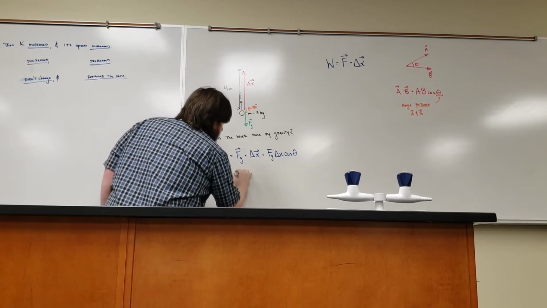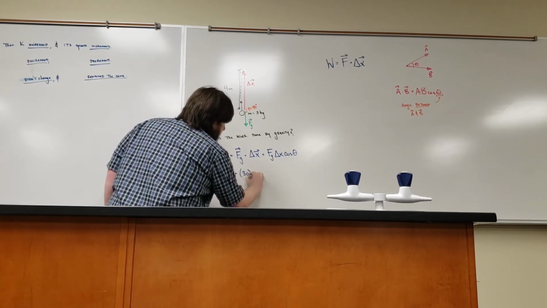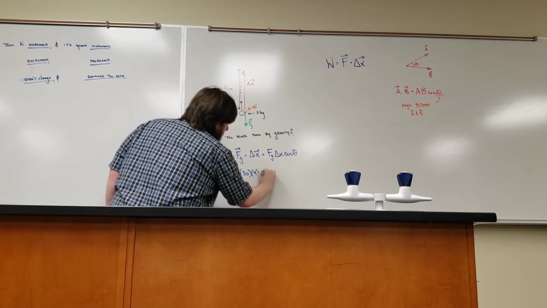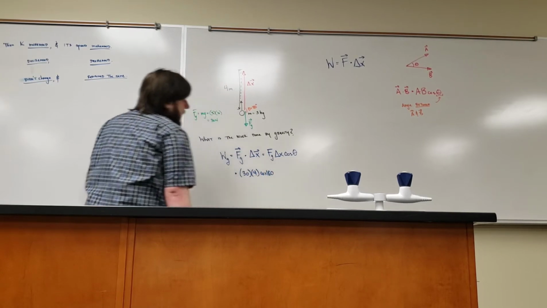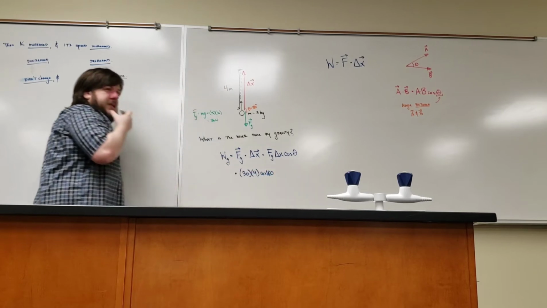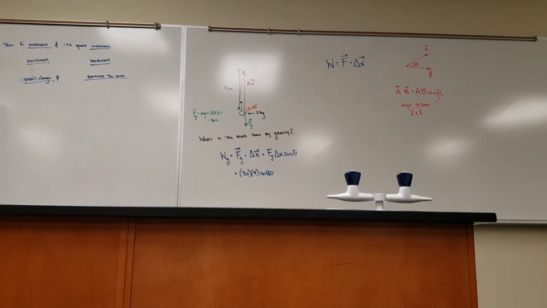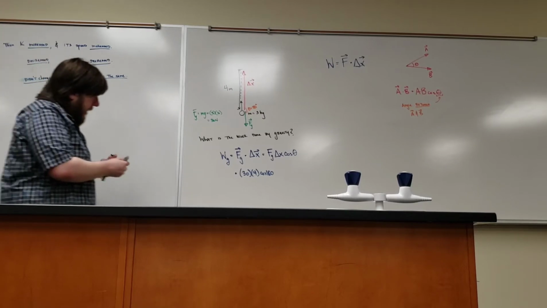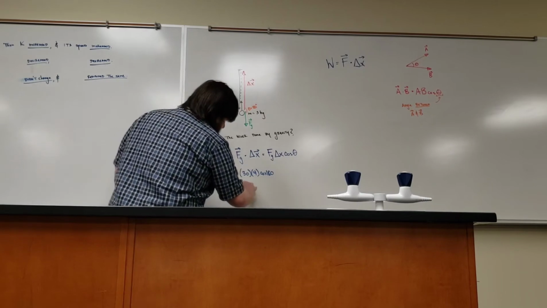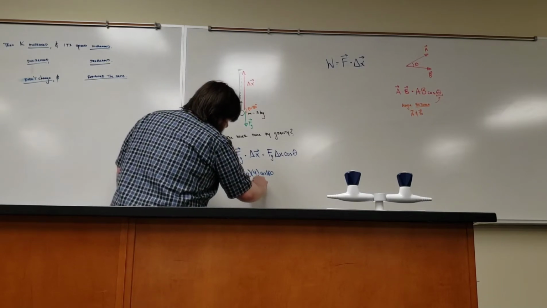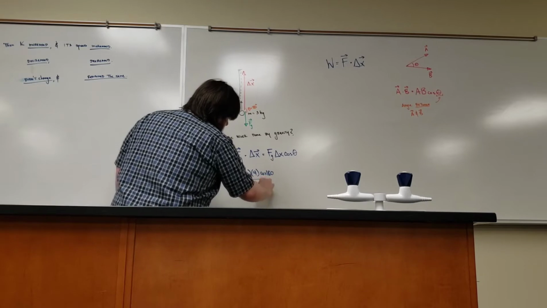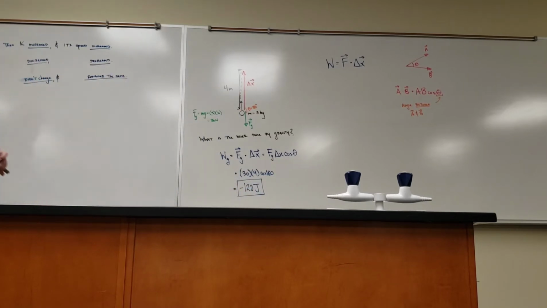So if we plug in these numbers, the force of gravity is 30, the displacement is 4, cosine of 180. Does anyone know what cosine of 180 is? You also have a calculator. Negative 1. Cosine of 0 is positive 1, okay? 180 is the opposite. So we get negative 120, right? And the units are joules.